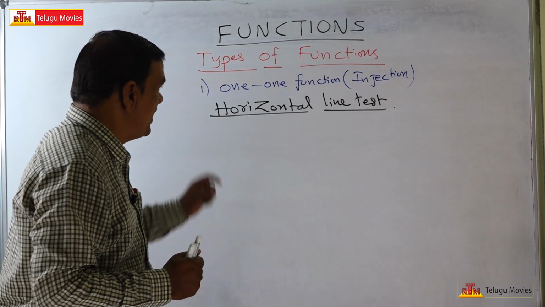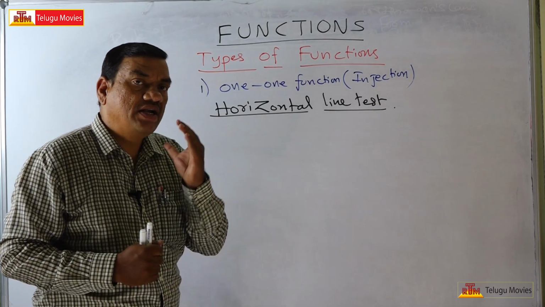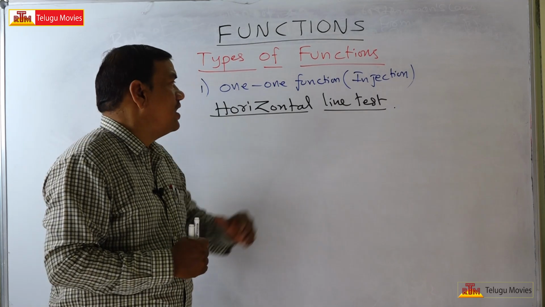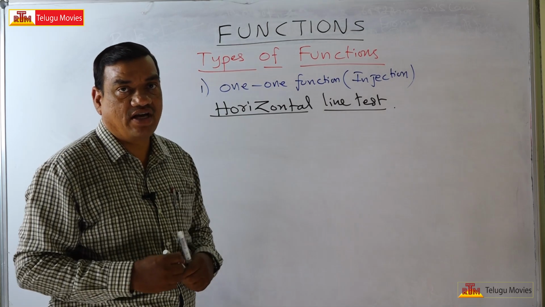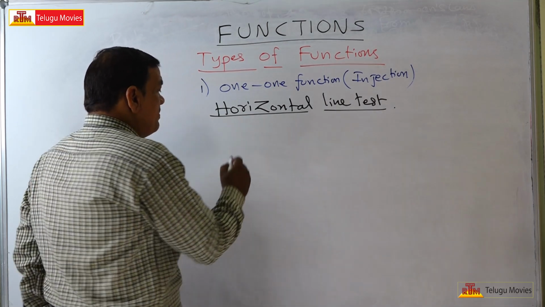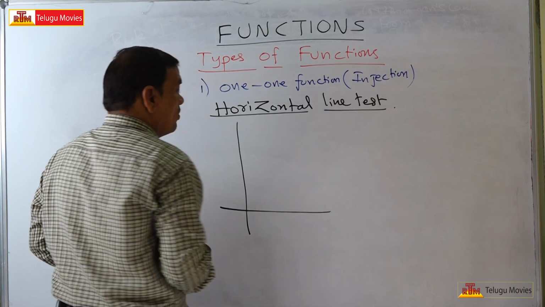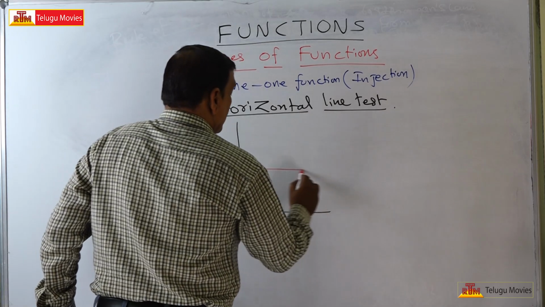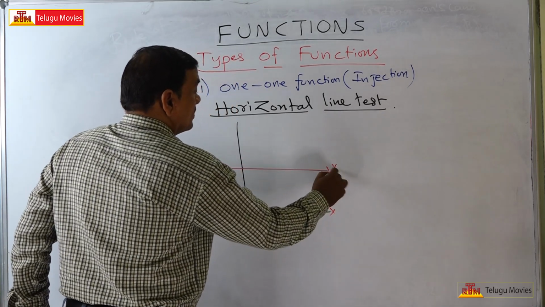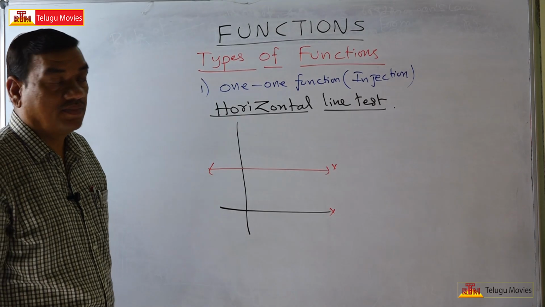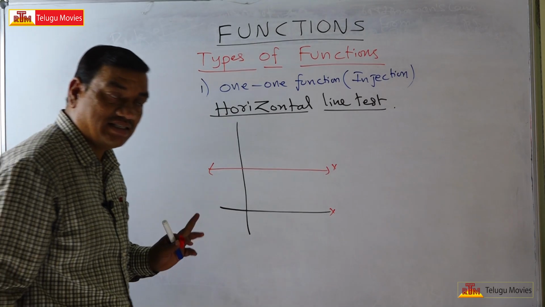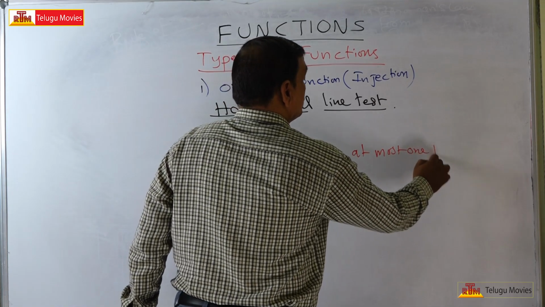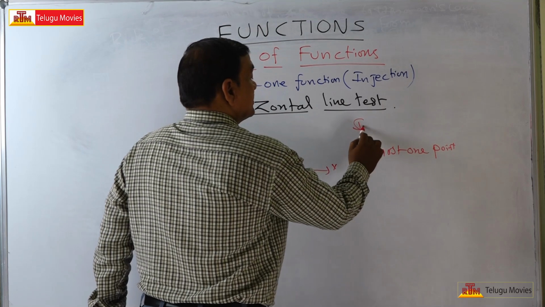Now I am going to explain how to conclude that a given function is a one-one function using the graph. For example, whatever the graph of the function you draw, draw a horizontal line parallel to the x-axis. That line should intersect the graph at most one point, that is, it intersects the curve at most once.